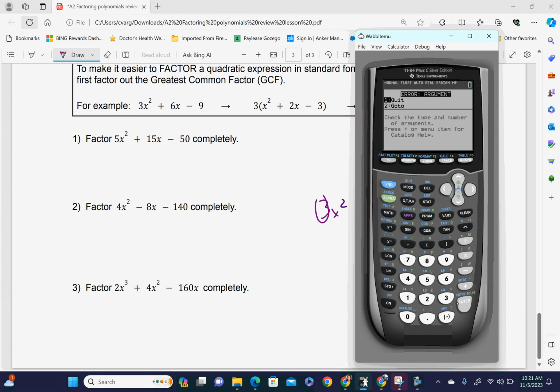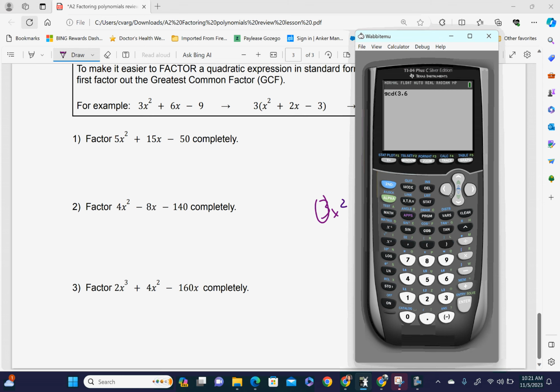And oh, it says argument. We want to check the type of number, so hit this. And what did that just teach me? Don't put the negative with it. Okay. So 9, hit enter. Oh, that's not, it's not because it's negative 9. It's because there's 3 of them in there. So I just learned something along with you.